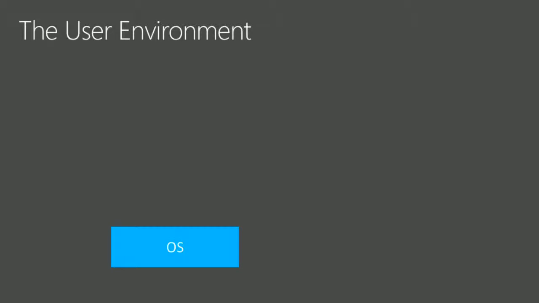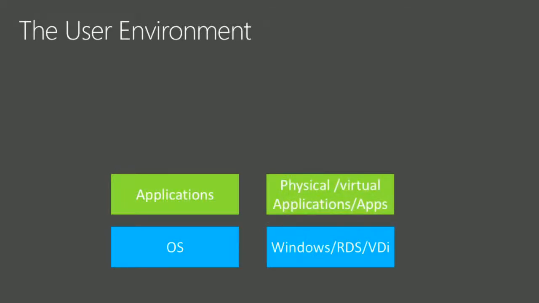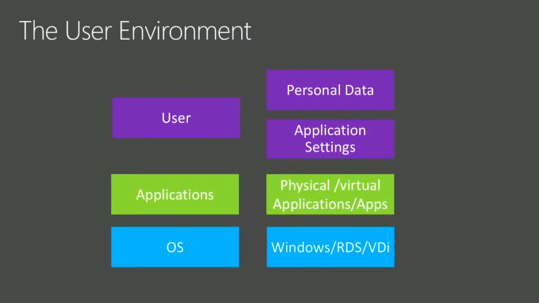Now, if we think about the user environment, it starts with an operating system, right? We have our physical machine, maybe our VDI client. It starts with the operating system. Windows, RDS, VDI, I mean, any flavor of the operating system. Next to that, we have our applications. What would the user do on his machine if he doesn't have any applications? So the applications can be, again, physically installed on the machine itself, or virtual by using AppV, for example. And then the user has a bit more: settings, personal data, and application settings. So all these components in combination, that's the user environment.